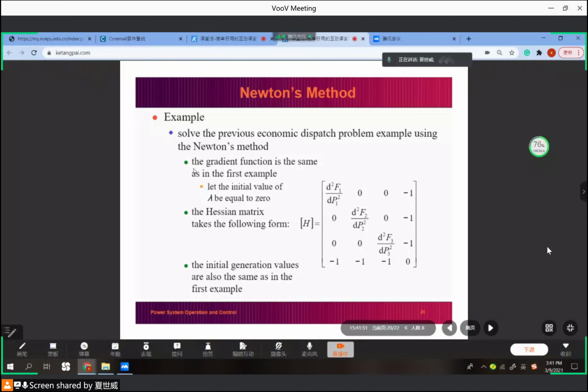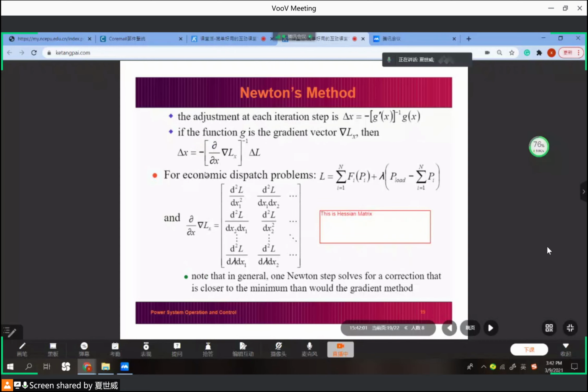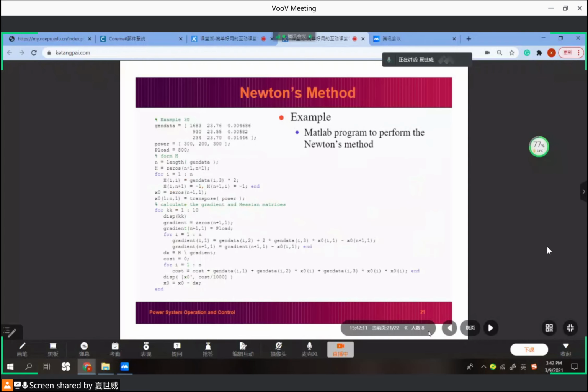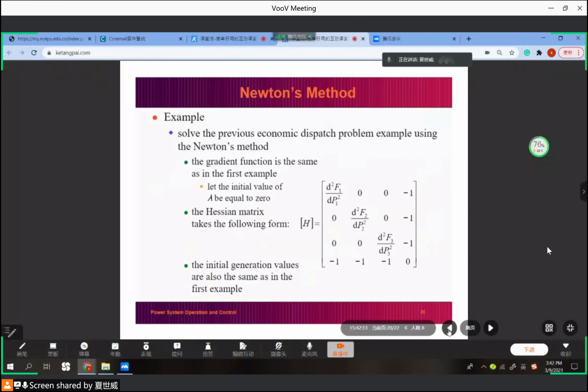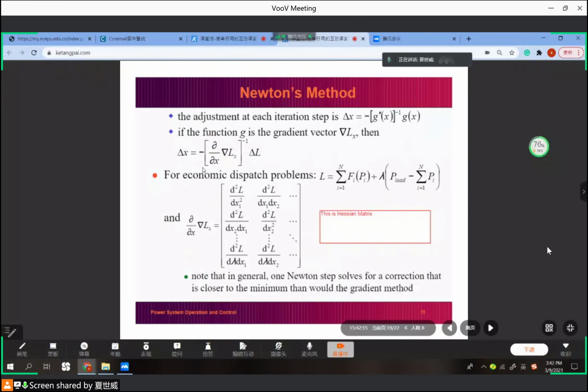So let's solve the previous dispatch example using Newton's method. If you calculate H, and you also calculate delta L, you can update x. That means delta x equals minus H inverse multiplied by delta L.